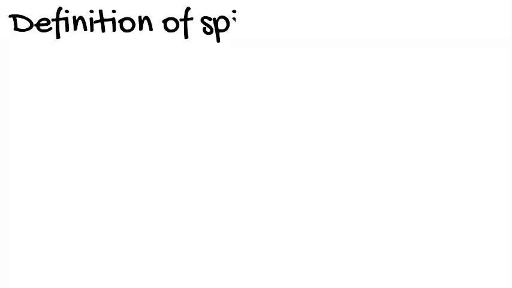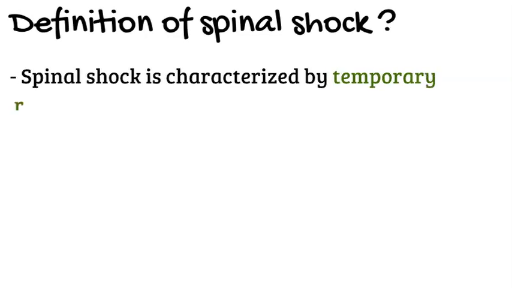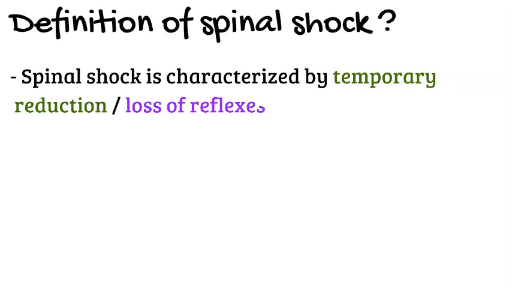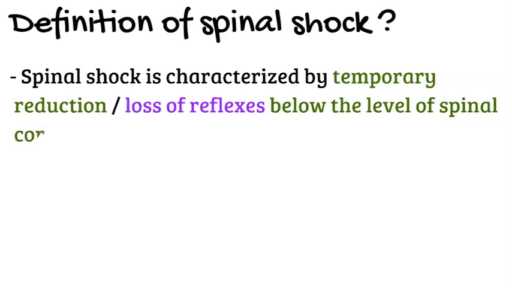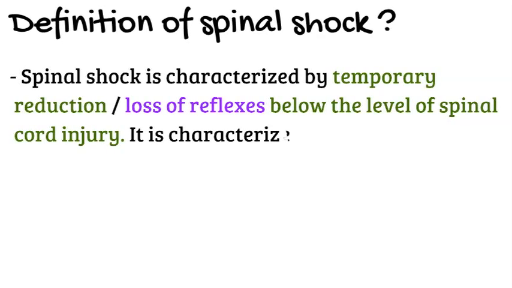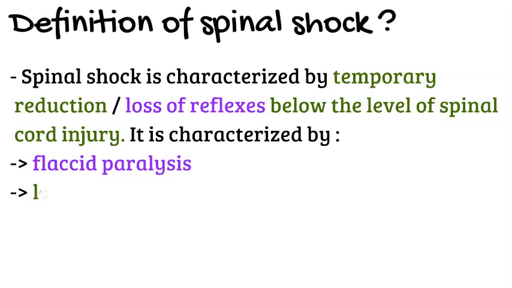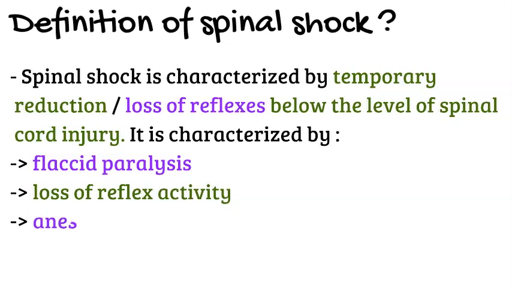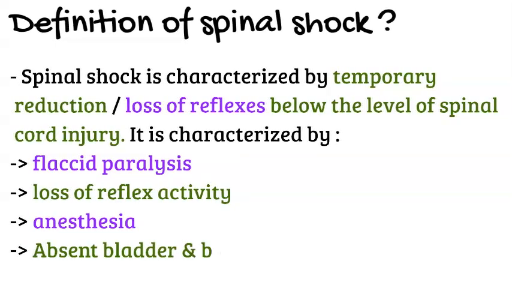What is the definition of spinal shock? Spinal shock is characterized by temporary reduction or loss of reflexes below the level of spinal cord injury. It is characterized by flaccid paralysis, loss of reflex activity, anesthesia, absent bladder and bowel control.